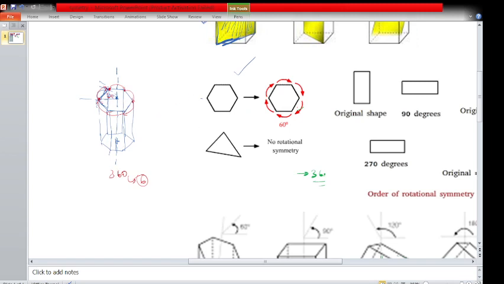But if you are rotating that by some 30 degrees, then what will happen? Let us consider this as your hexagon initially like this, but if you rotate it by 30 degrees, then you will get a structure like this.